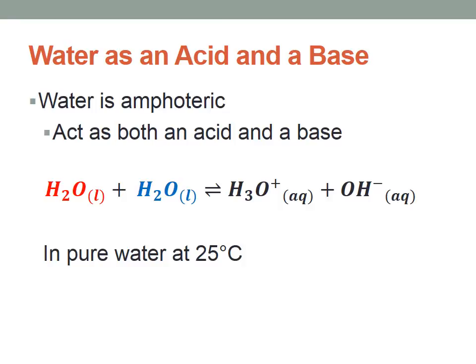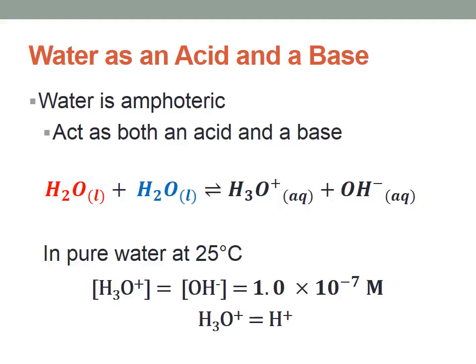So it can act as a base. In pure water at 25 degrees Celsius, the hydrogen ion concentration, or hydronium ion concentration, is equal to the hydroxide ion concentration, and that's approximately 1.0 by 10 to the minus 7. Here we see we can use these interchangeably, hydronium ion or hydrogen ion. They're essentially going to mean the same thing. So here water is acting as the acid, and here water is acting as the base. This will be our conjugate acid, and this will be our conjugate base.